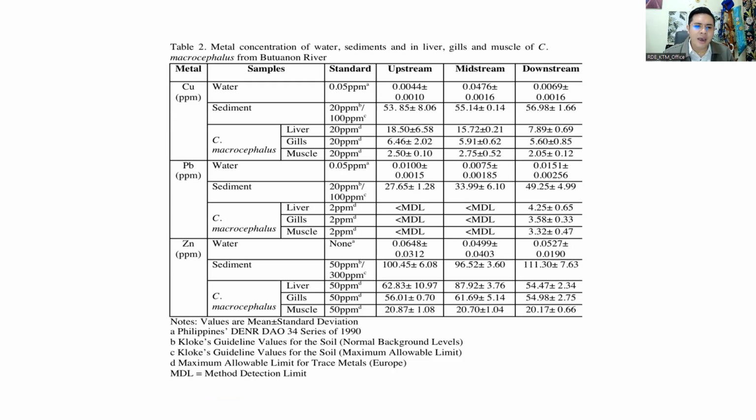And some indicators like A, referring to the Philippines DENR, B, CCME's guidelines value for the soil, and of course, MDL or the method detection limit.